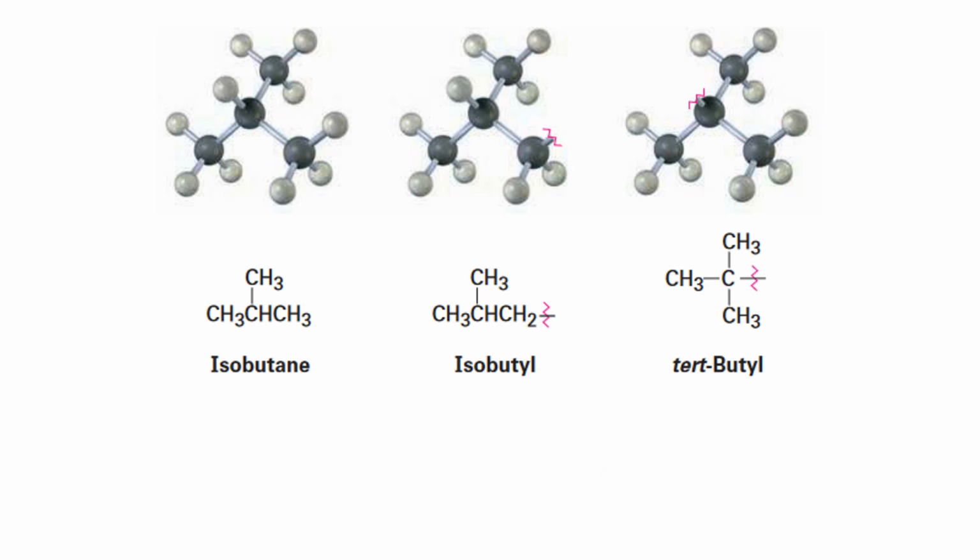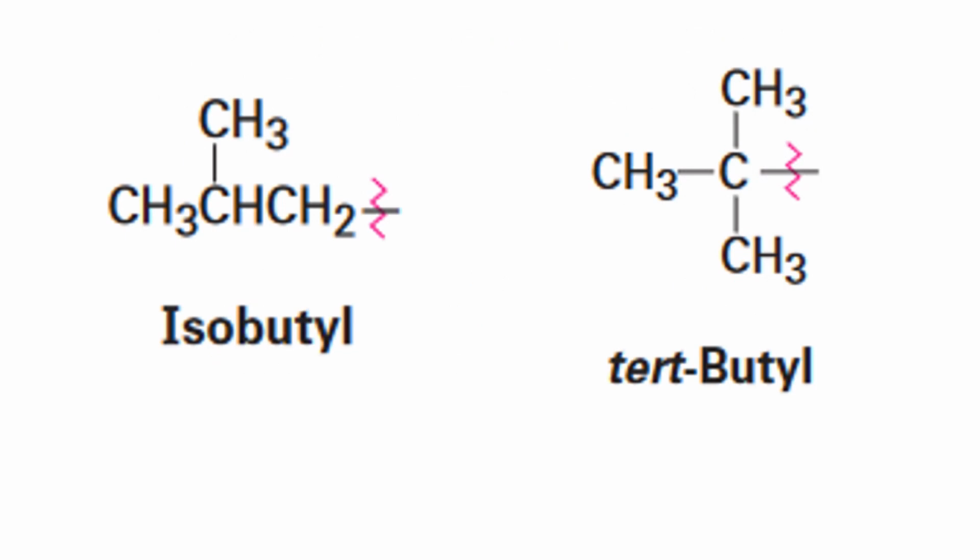That is, if you have an OH group here, you call it isobutyl alcohol. And if the OH group is here, you call it tert-butyl alcohol. Okay, so take note of this, isobutyl and tert-butyl.